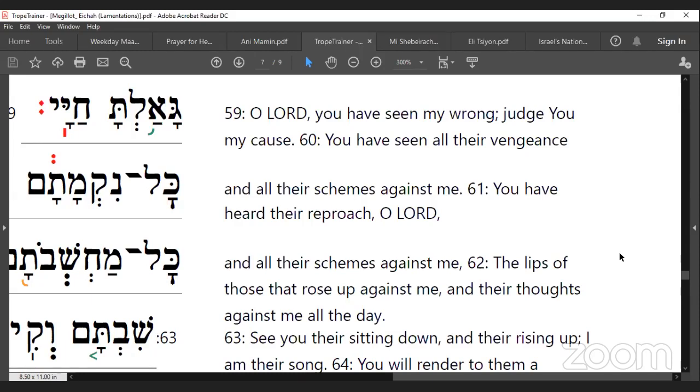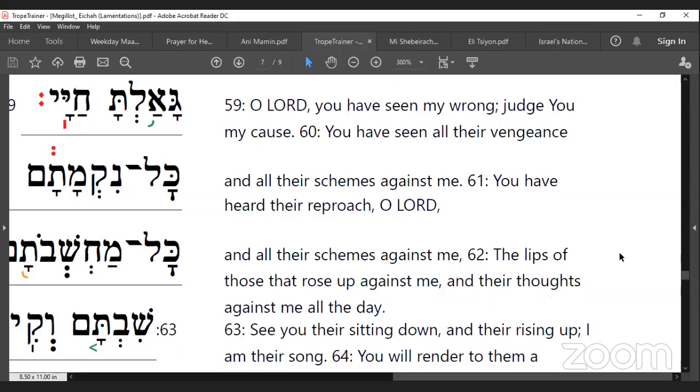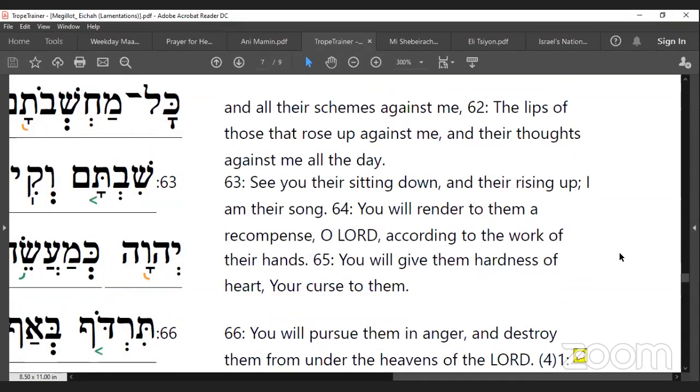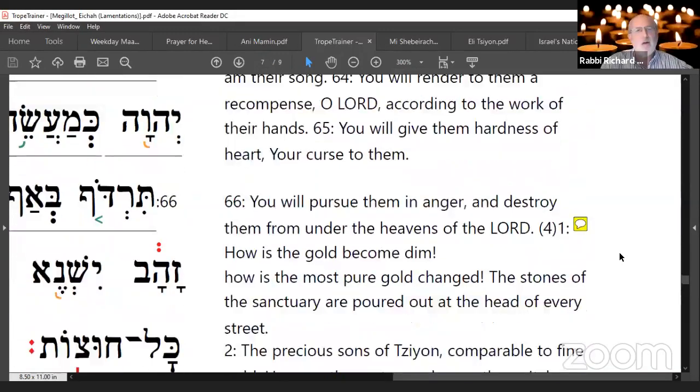O Lord, you have seen my wrong. Judge my cause. You have seen all their vengeance and all their schemes against me. You have heard their reproach, O Lord, and all their schemes against me. The lips of those that rose up against me and their thoughts against me all the day. See their sitting down and their rising up. I am their song. You will render to them a recompense, O Lord, according to the work of their hands. You will give them hardness of heart. Your curse to them.